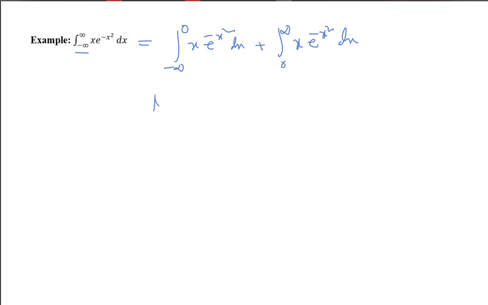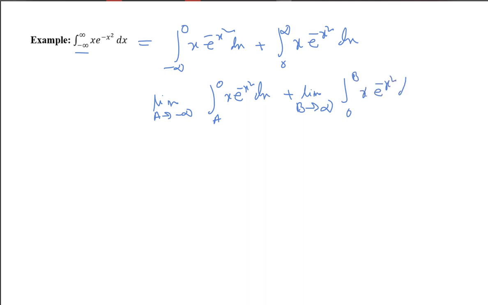That is, we need to find first the limit a tends to minus infinity of the integration from a to 0 of x e to the power minus x squared dx, plus the limit b tends to plus infinity of the integration from 0 to b of x e to the power minus x squared dx. You can write it as equal if these two limits exist. So we need to find these two limits.